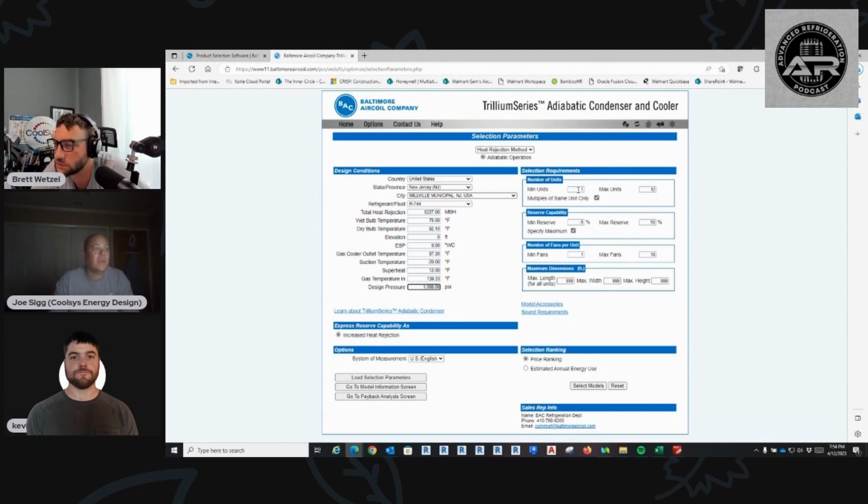I only want one unit. I'm going to say two because it might not be able to do one with theirs. And I'll go -5 to 50. Perfect. I'll just hit select models. You can pick it based on price ranking or estimated energy use. I'll do it on price ranking because our customers are very concerned about first cost.